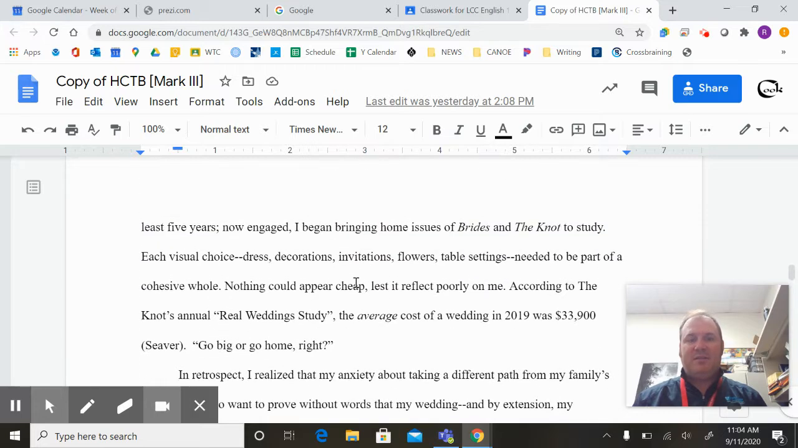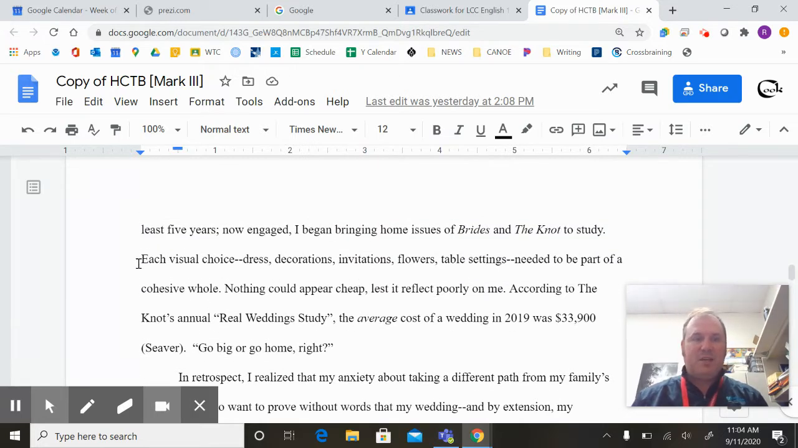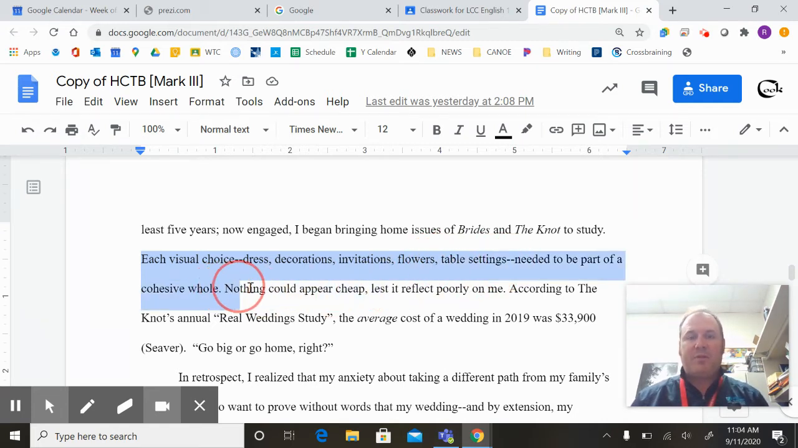This whole each visual choice, dress, decorations, invitations, flowers, table settings needed to be part of a cohesive whole. Nothing could appear cheap lest it reflect poorly on me.